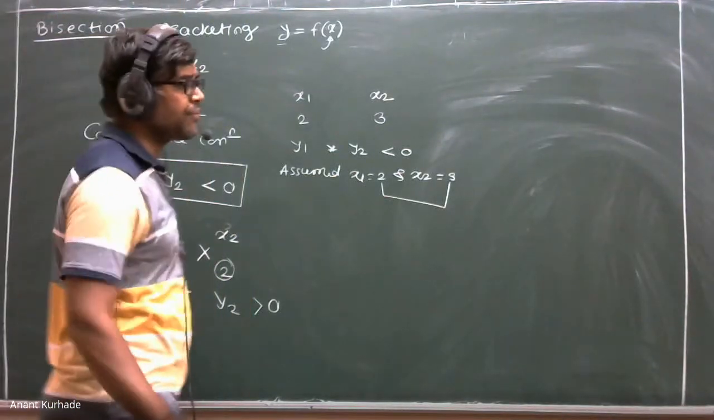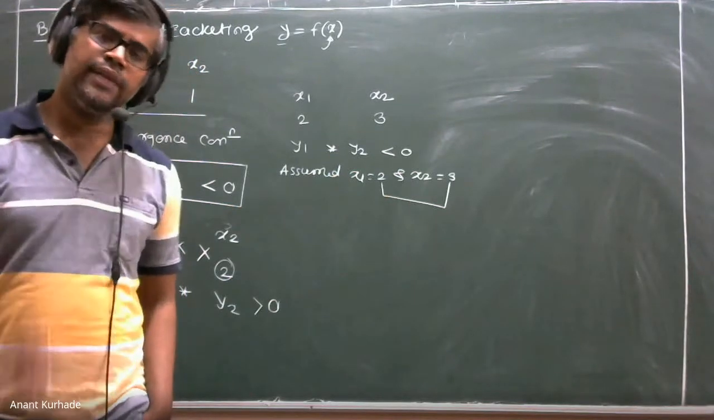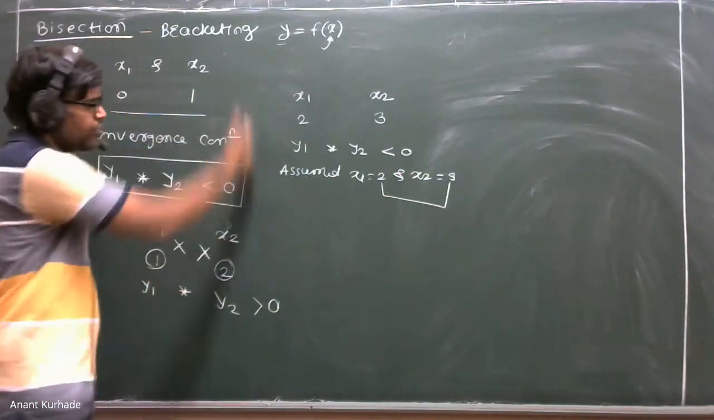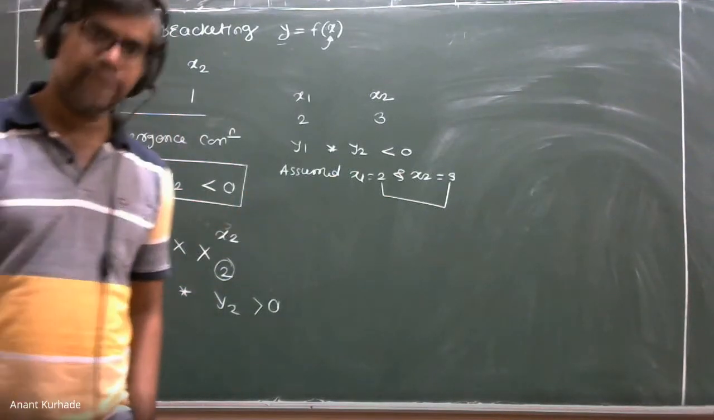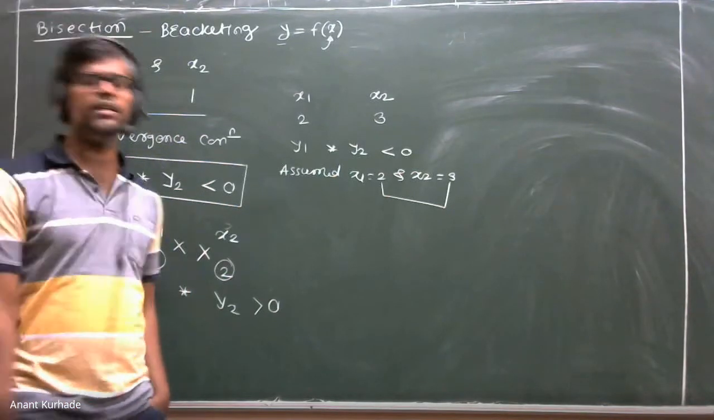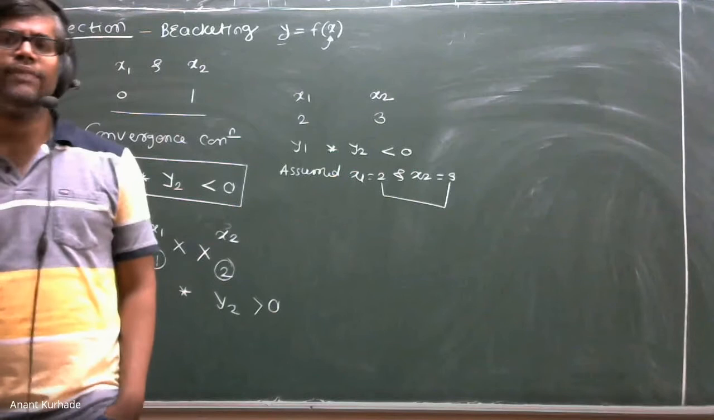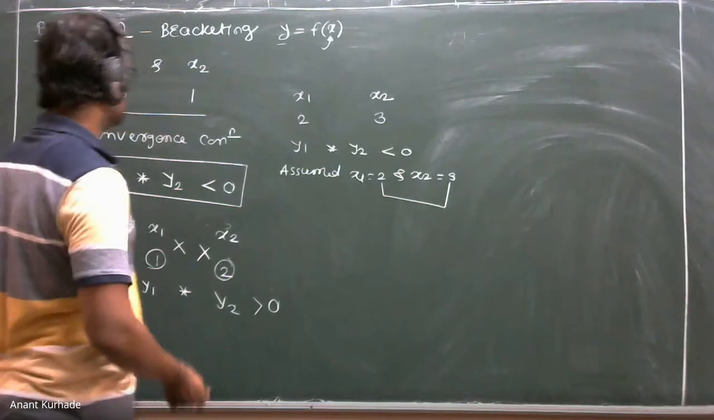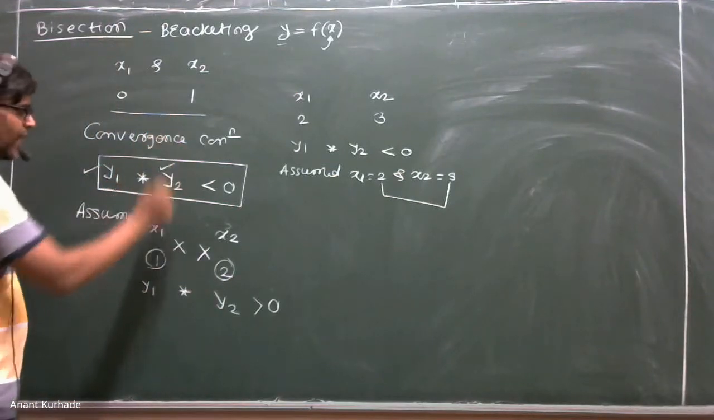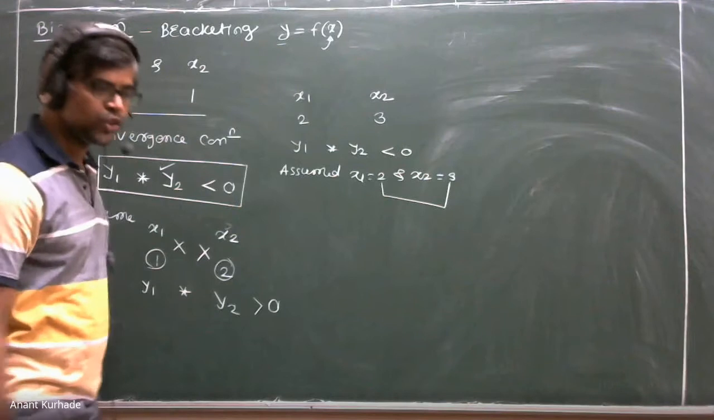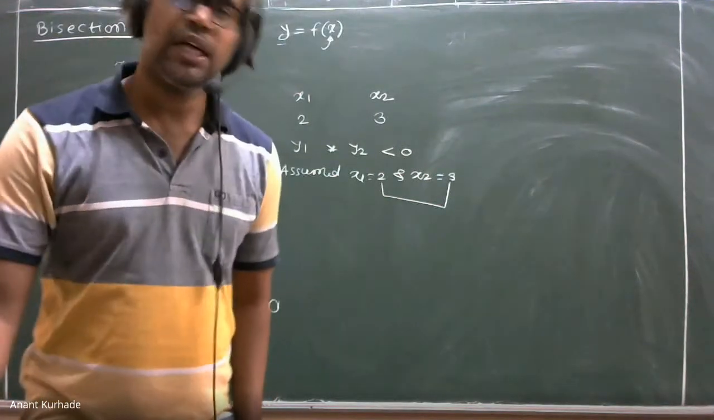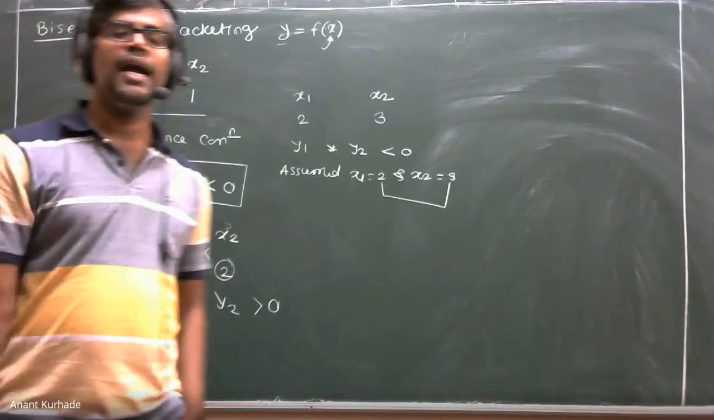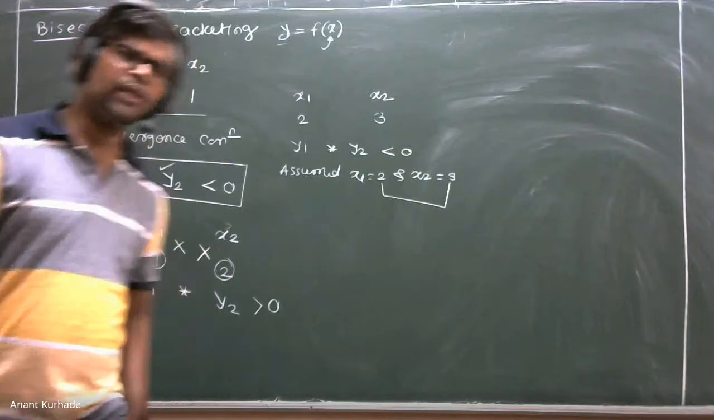If we don't have guesses given in the problem statement, then we have to follow this step. But if they are given in the problem statement, then 100% they satisfy the convergence condition. But remember, you have to find y1 and y2, check the product, and show that the product is less than 0. You have to show that. It has 2 marks and the remaining 4 marks are for the number of iterations.